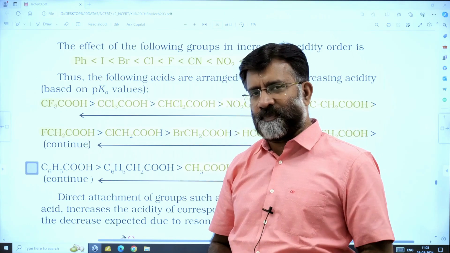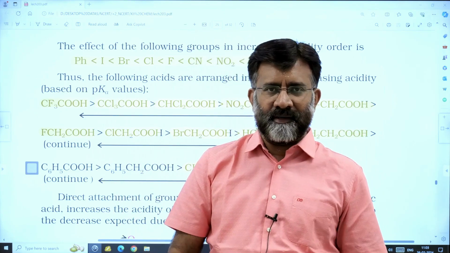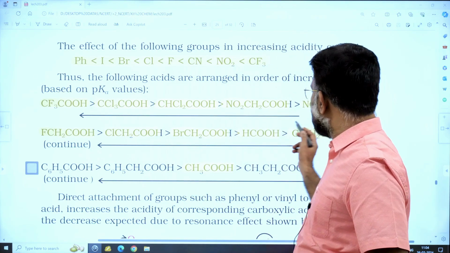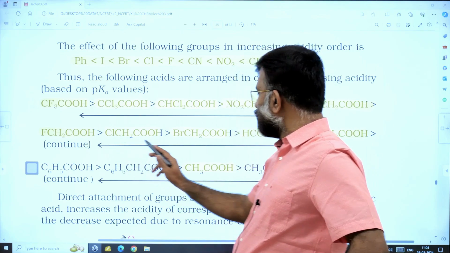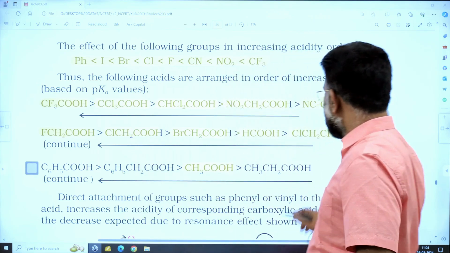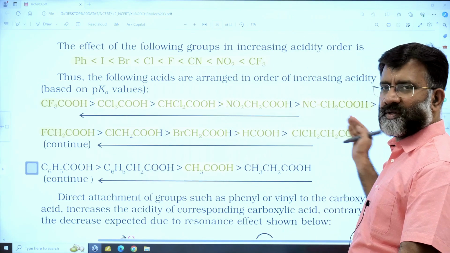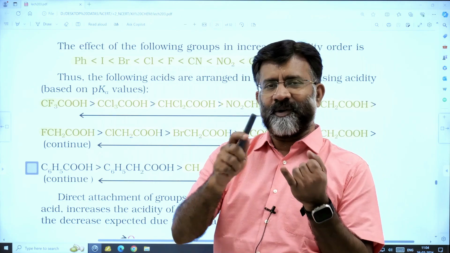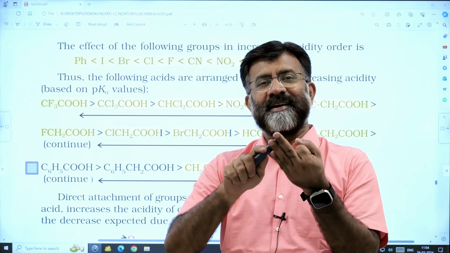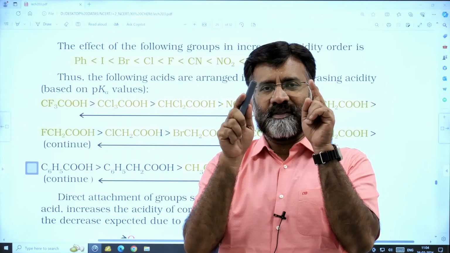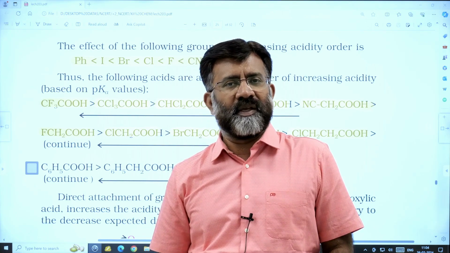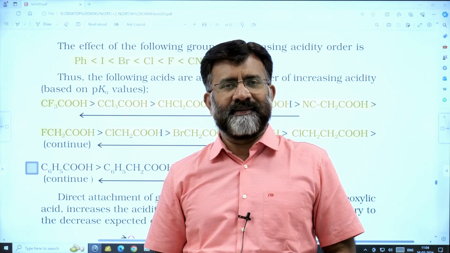So, which group is present? How many are present? Where is it present? See, chlorine is monochloro. Where is the monochloro? Monochloro very close and monochloro apart. This is one chlorine on the second carbon. This is one chlorine on the third carbon. Its acidic strength decreases. So, how many chlorine are there? Is it chlorine or fluorine? Where is it? All this can be utilized for predicting the acidic nature of various acids given. And it should be practiced sufficiently.